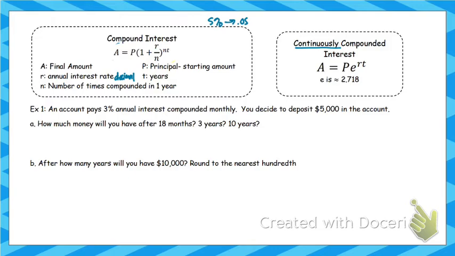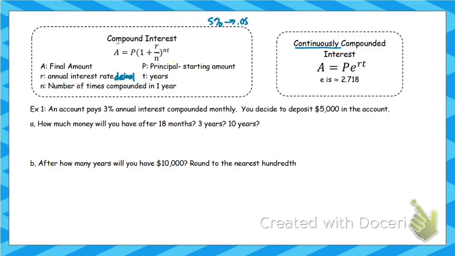So this formula we call the Pert Formula. P is still the principal or the starting amount. E is the E that's on your calculator. Okay, it stands for about 2.718. R is still your rate as a decimal, and T is still time in years. So let's look at a couple examples here and plug these values into our equation.